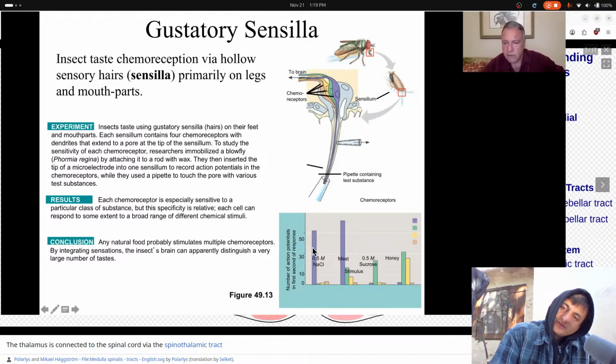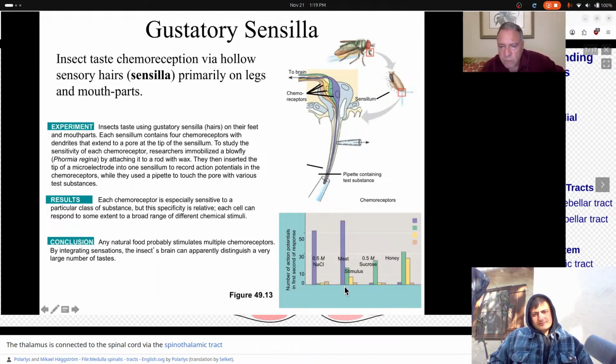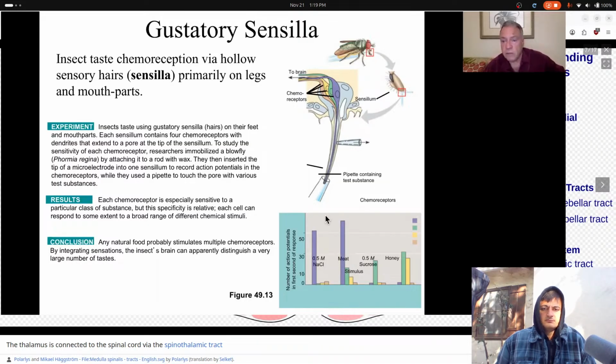That's wild. So you have a salt receptor that responds to salt. If you give it something like meat that's got both salt and other things in it, different neurons will respond. Sugar will stimulate this, honey will stimulate those two. And so again, the brain puts together this combination of how different receptors are stimulated by a particular substance and then comes up with a sensation of what it tastes like. Just like your brain synthesizes what things taste like from how it stimulates the 5 different types of taste receptors in your tongue.